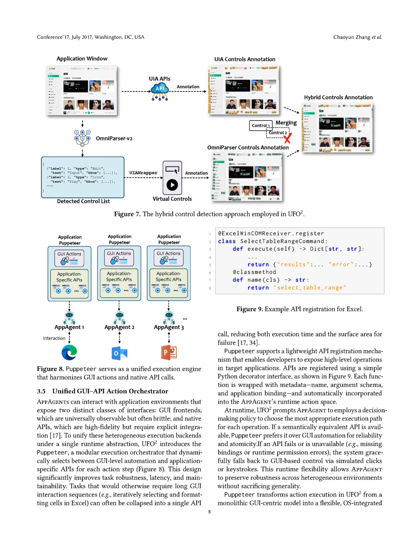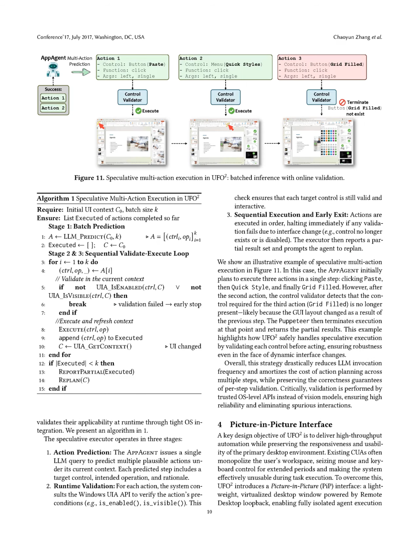The APPAGENT then employs a hybrid execution model, utilizing either GUI interactions or native application APIs to perform the required actions, while also leveraging a speculative multi-action execution engine to predict and validate multiple actions in a single inference step. Finally, the execution occurs within a picture-in-picture (PIP) interface, allowing the automation to run in parallel with user activities, ensuring a seamless user experience without disruption.